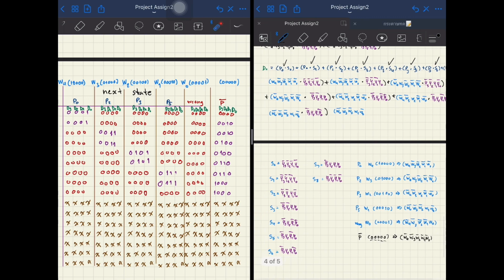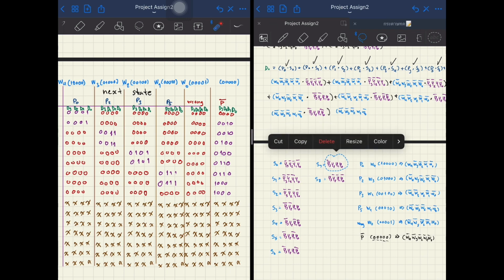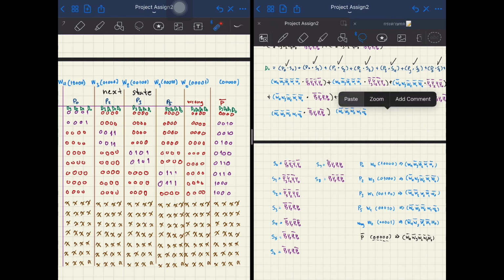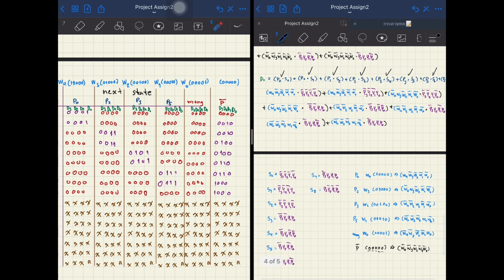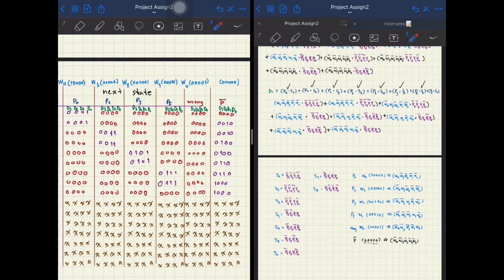And with state 7, right? State 7, this one. Or here, and or here. Okay, let's check it again.